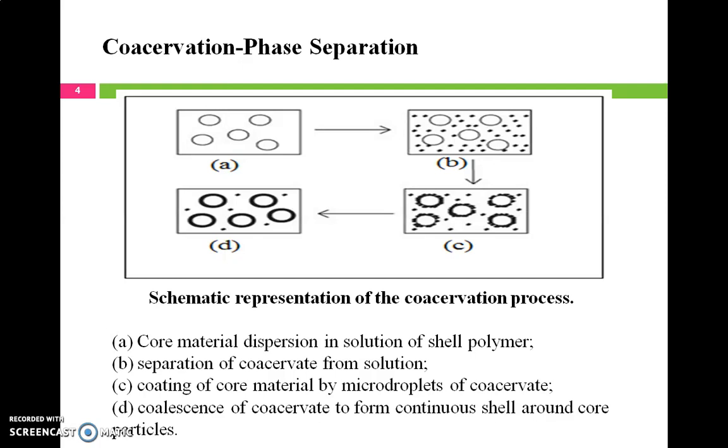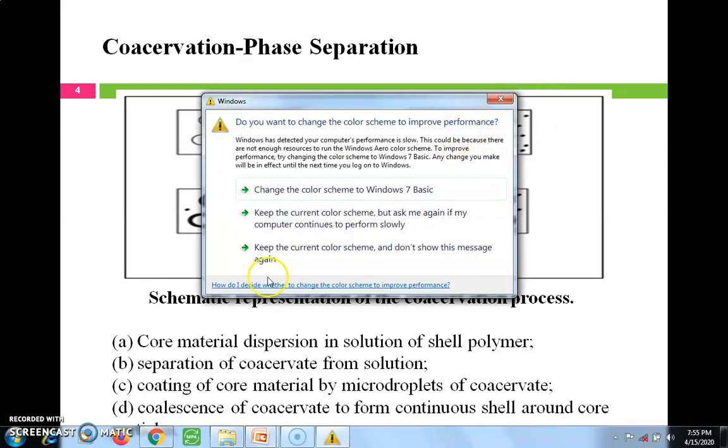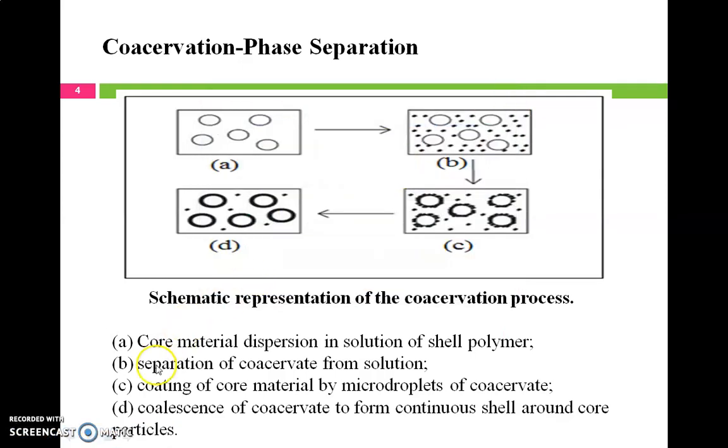This is a schematic representation of the co-adsorption phase separation process. Figure A shows the biphasic system in which the core material is dispersed in a solution of polymer, that is the coating solution. Diagram B indicates separation of co-adsorbate from the solution. Here co-adsorbate means the dissolved polymer. So what we are doing here is formation of three immiscible phases. Diagram A indicates a two-phase system while diagram B indicates a three-phase system.